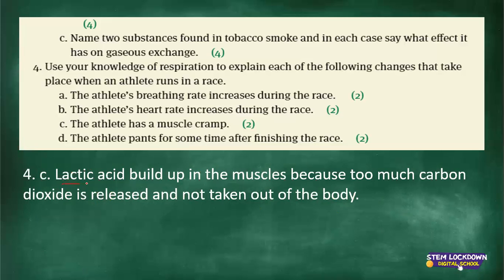So that's when the lactic acid is building up in the muscles, then you'll start cramping up. It's because too much carbon dioxide is there and lowered the pH level of the blood, making it more acidic. Then it is not released, then the lactic acid builds up. Is that clear? I hope it is.